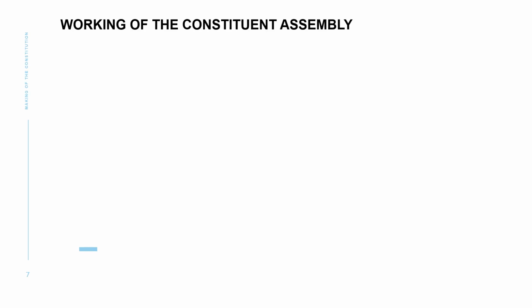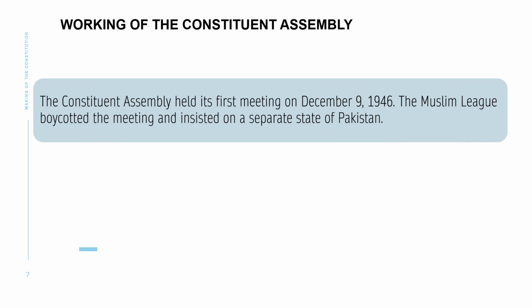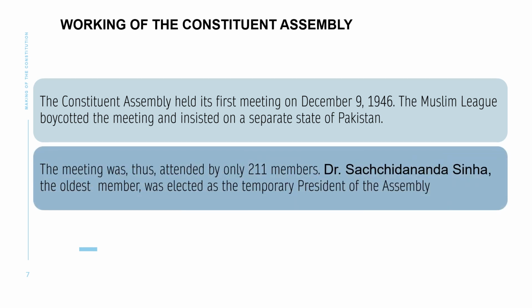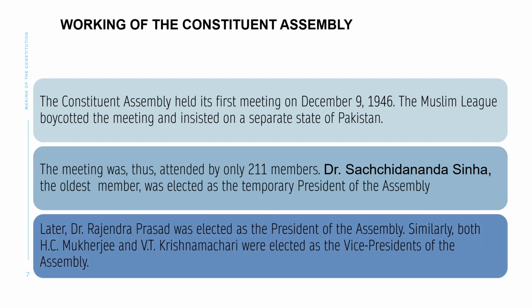Working of the Constituent Assembly. The Constituent Assembly held its first meeting on December 9, 1946. The Muslim League boycotted the meeting because they insisted on a separate state of Pakistan. The meeting was thus attended by only 211 members. Dr. Sachchidananda Sinha was the temporary president of that assembly. Later, Dr. Rajendra Prasad was elected as the president of the assembly. Similarly, both H.C. Mukherjee and V.T. Krishnamachari were elected as the vice presidents of the assembly.